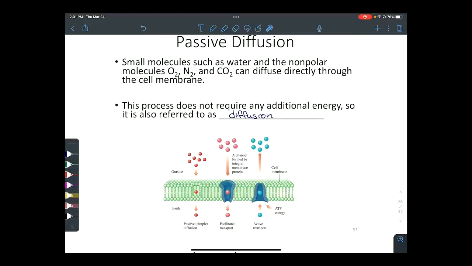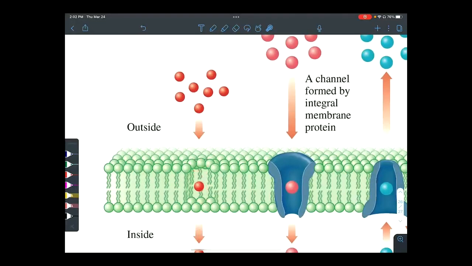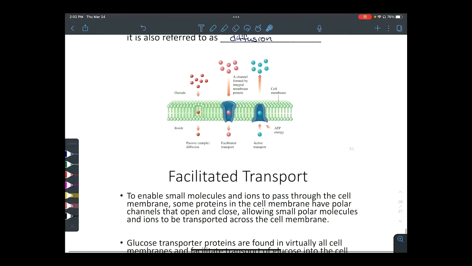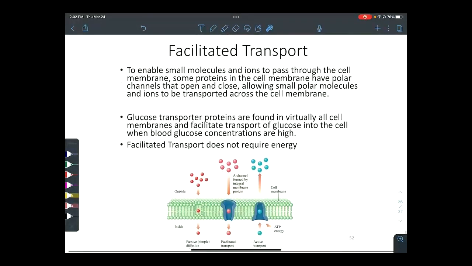So things like oxygen, CO2, and nitrogen can just wriggle themselves inside, past the phospholipid bilayer, through diffusion. And diffusion just happens naturally over time. So that's this picture right here. See how it's just wriggling through? It's just going right through. So these are for really small molecules. Typically, they are nonpolar.